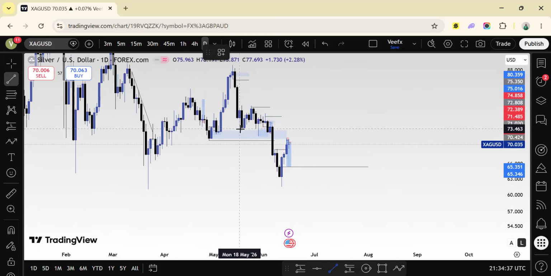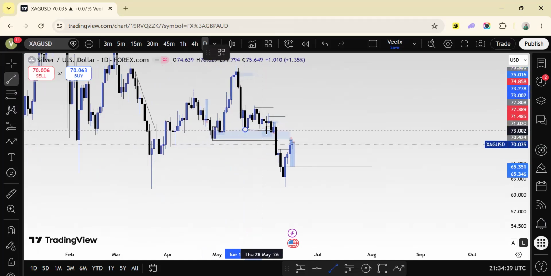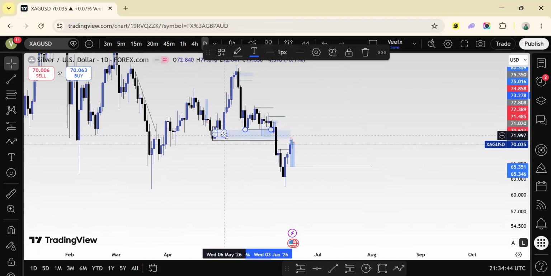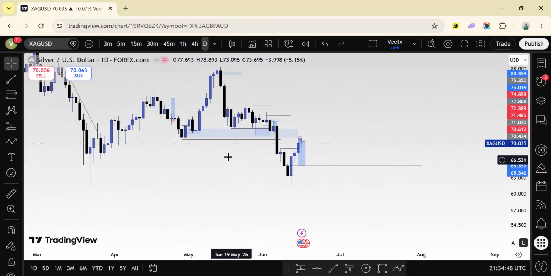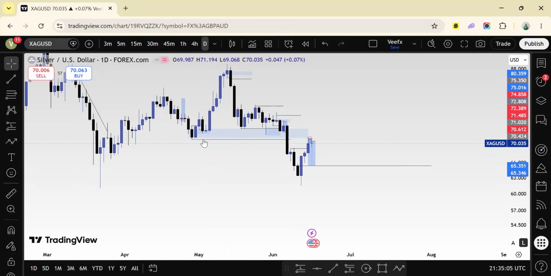The market took out this low here. Market took out this low. It also took out this low here, and it also took out this low here. So you have more than 3 lows that the market has taken out. So this is literally giving you a bearish trend, right? This is a multiple break of structure to the downside, which is a bearish move.